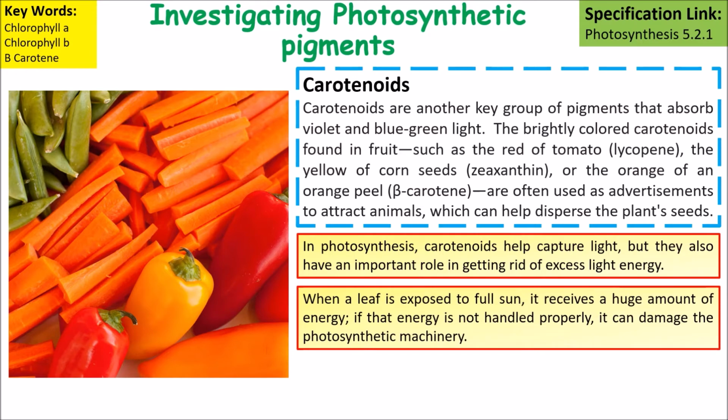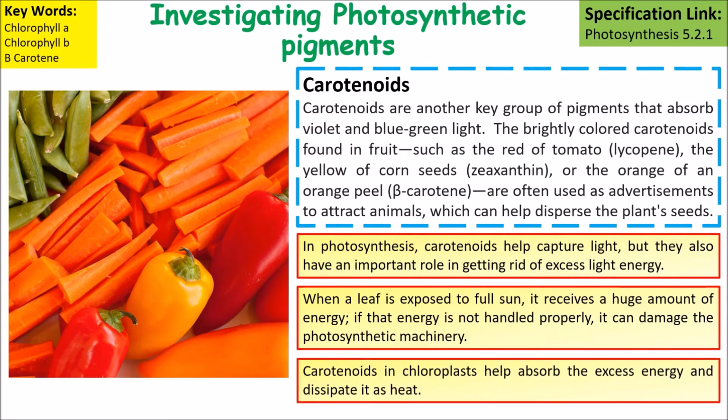When the leaf is exposed to full sun, it receives a huge amount of energy. If that energy was not handled properly, it could damage the photosynthetic machinery inside of the chloroplasts. So carotenoids in chloroplasts help absorb the excess energy and disperse it as heat.